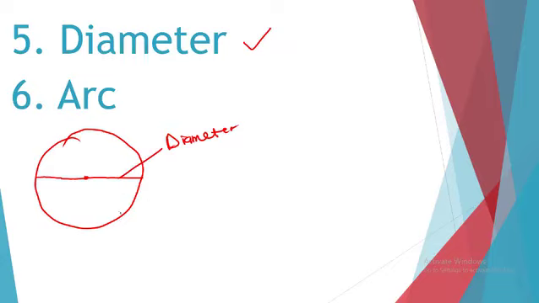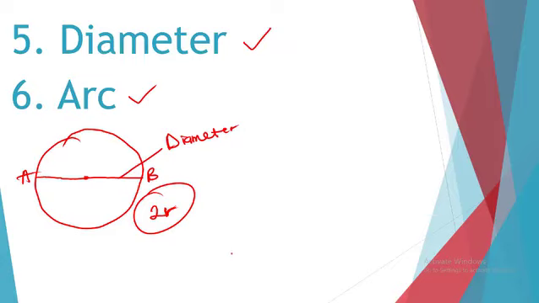One thing about the diameter is that the diameter is equal to the double of what? The radius. So diameter is equal to 2 times r, 2 times the radius. Bear it in mind. And then we have the sixth one, arc.